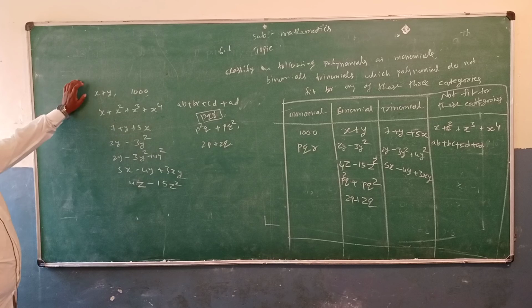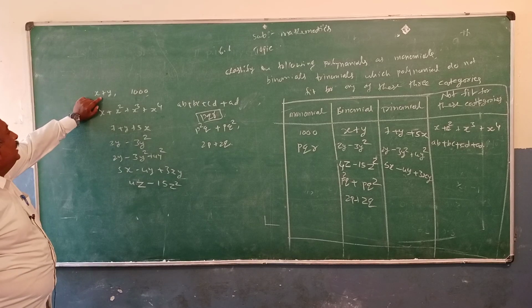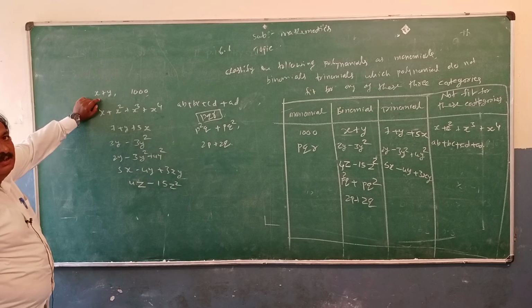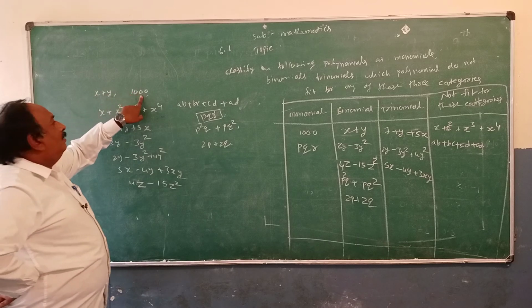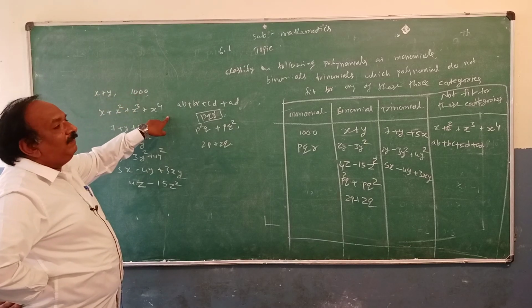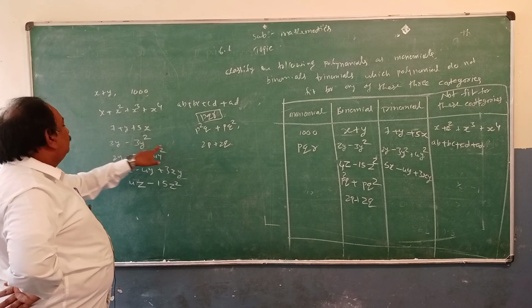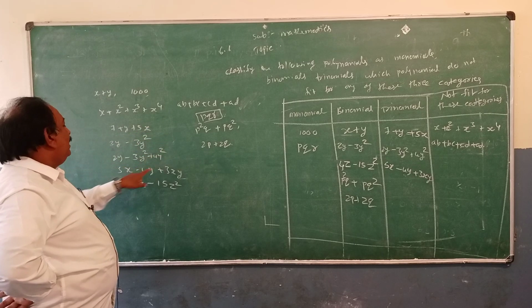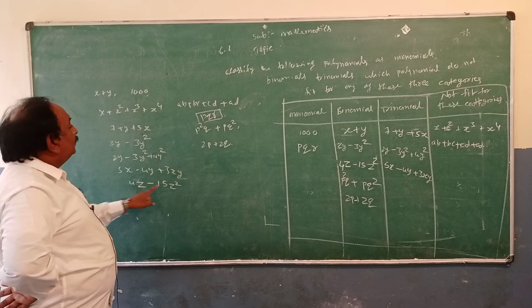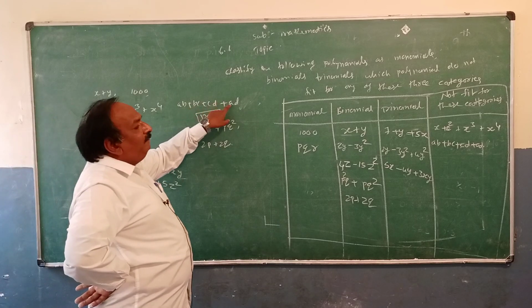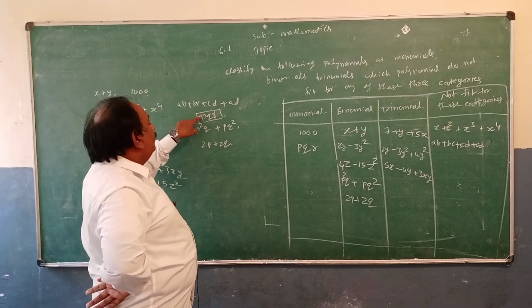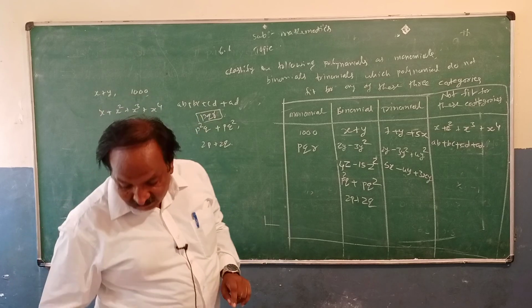I want to explain once again, my students. It contains two terms, it comes under binomial. Monomial. This is not fit for these three categories. This is trinomial, this is binomial, this is trinomial, this is trinomial, this is binomial. This is not fit for these three categories: monomial, binomial and trinomial.